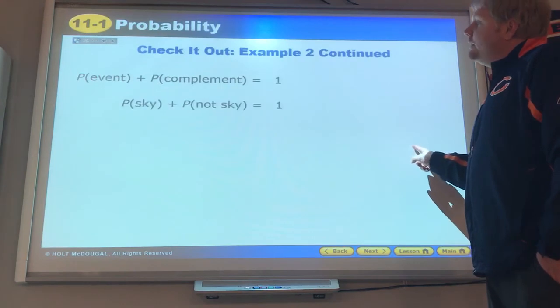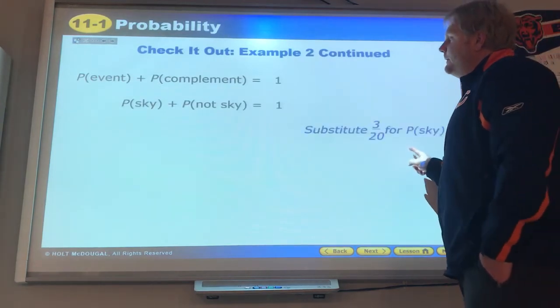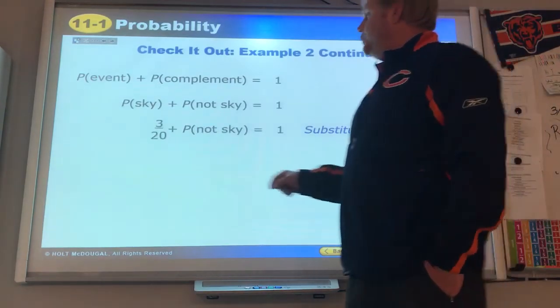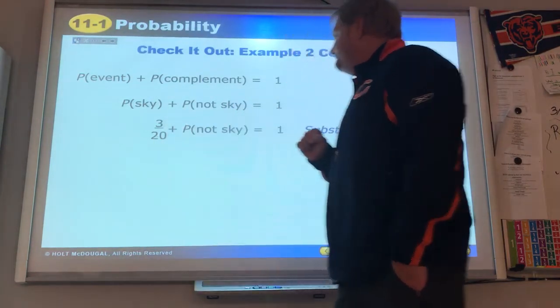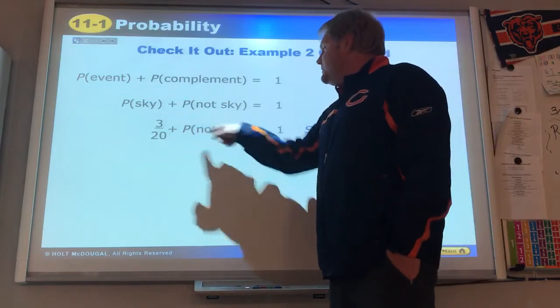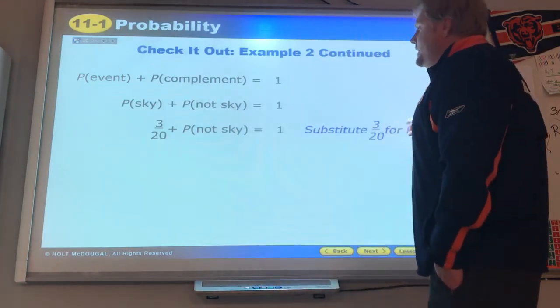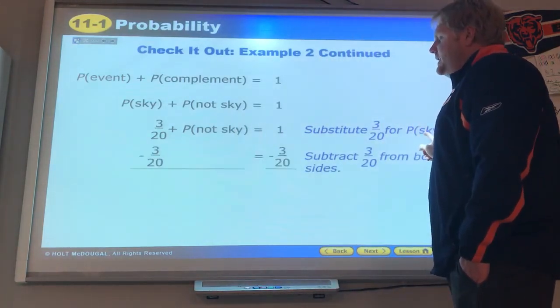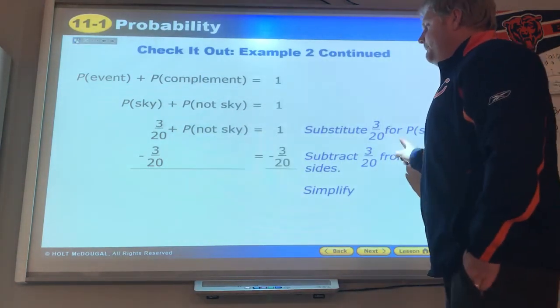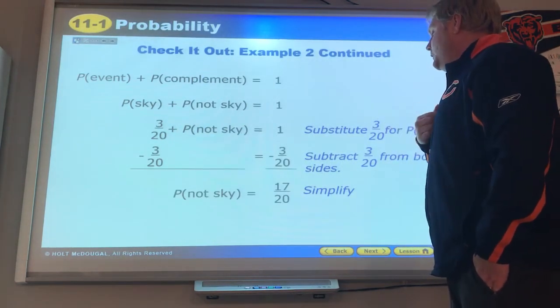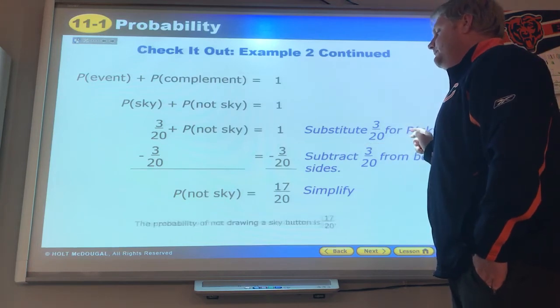So, sky button. There were a total of 20 buttons in there. 3 of them met the desired outcome they wanted. 3 over 20. If I add that to the ones that are not sky, it's going to equal 1. So I subtract 3 out of 20 from both sides to get this P all by itself. When I do that, the not sky ones are 17 out of 20.